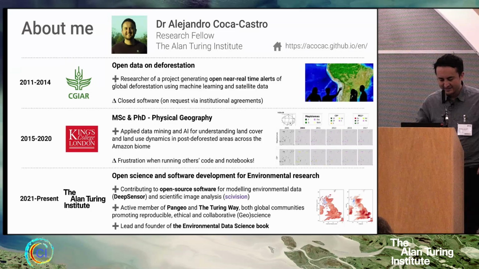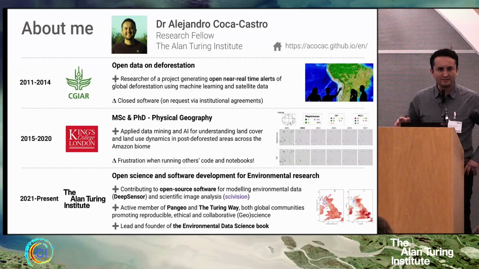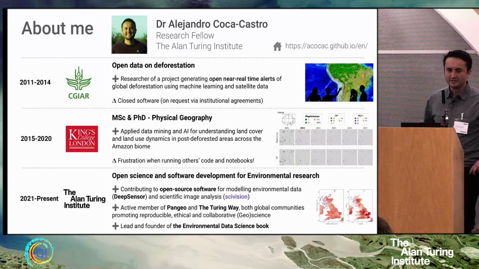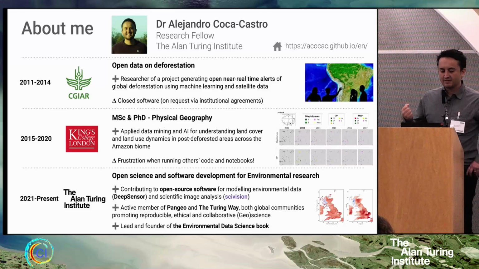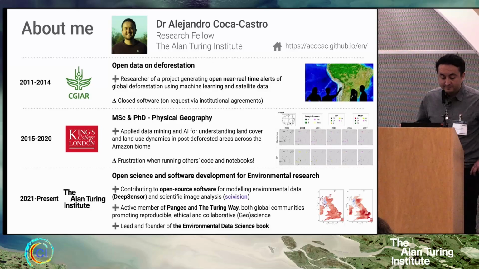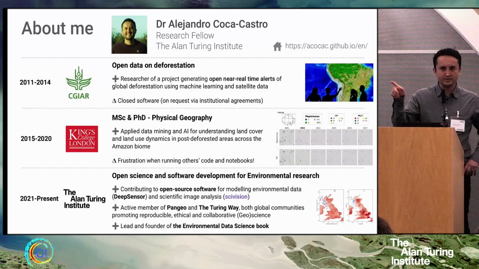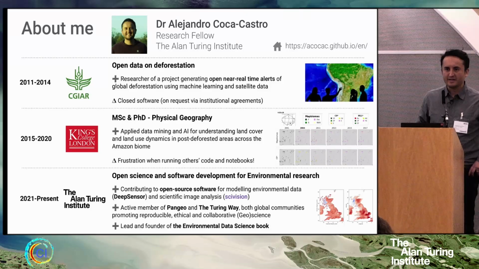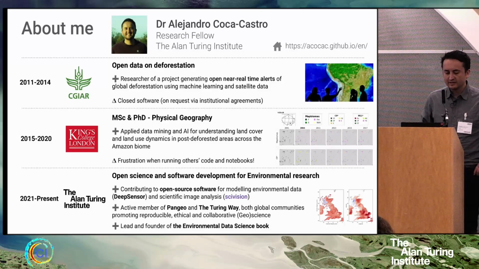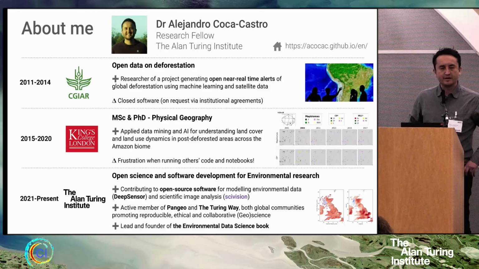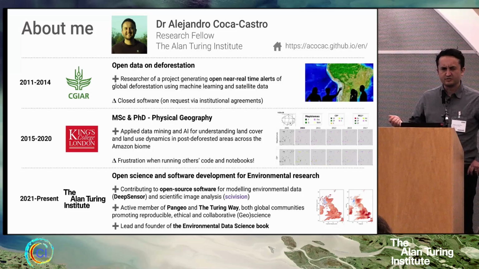So then I will just mention the pluses when I joined the Alan Turing Institute, because it's been a fascinating journey since I joined, where I essentially gained more knowledge about open science and software development. And I've been contributing to DeepSensor. Maybe some of you have seen the posters that we are working on at the Turing. DeepSensor is a key software that we are now trying to promote to analyze environmental data. And as well, I'm contributing to general computer vision applications inside Vision.